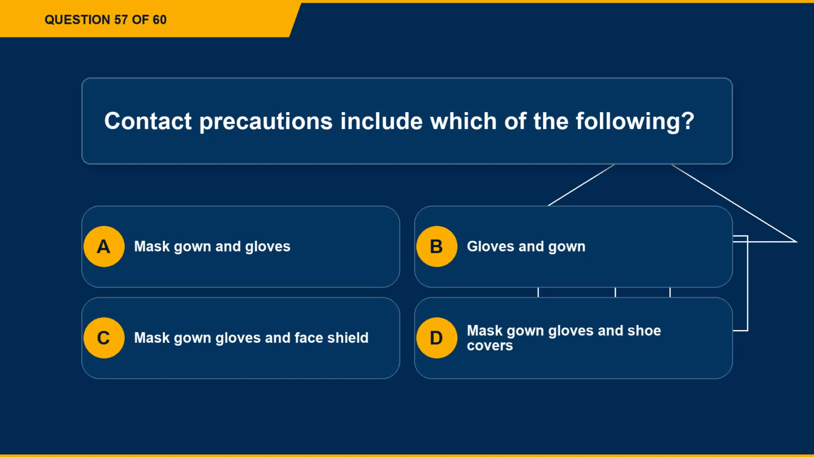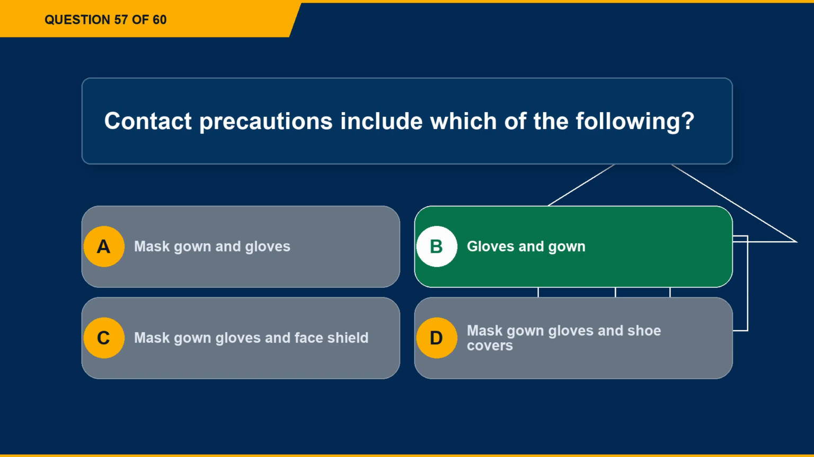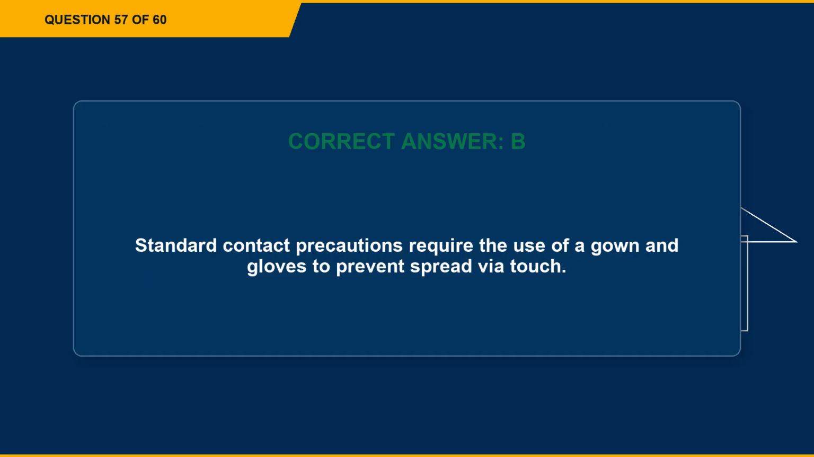Question 57. Contact precautions include which of the following? Option A, mask, gown and gloves. Option B, gloves and gown. Option C, mask, gown, gloves and face shield. Option D, mask, gown, gloves and shoe covers. The correct answer is option B, gloves and gown. Explanation. Standard contact precautions require the use of a gown and gloves to prevent spread via touch.